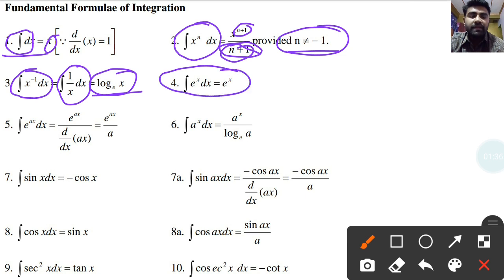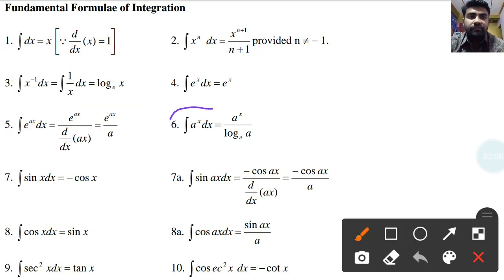Now the fourth one, integration of e raised to x dx, it remains the same. Now the fifth one, integration of e raised to ax dx, now there is a factor a multiplied, so the term stays as it is, but divided by the differentiation of that power itself. So a is constant here, dx by dx is 1, so we are left with e raised to ax upon a. Then the sixth one, integration of a raised to x dx, so a raised to x as it is, upon log a base e, right?